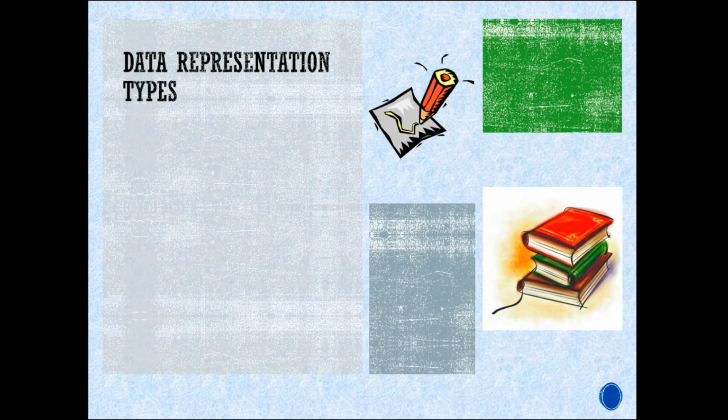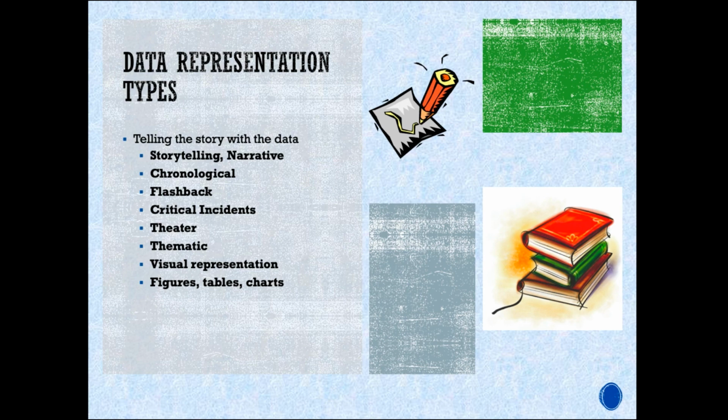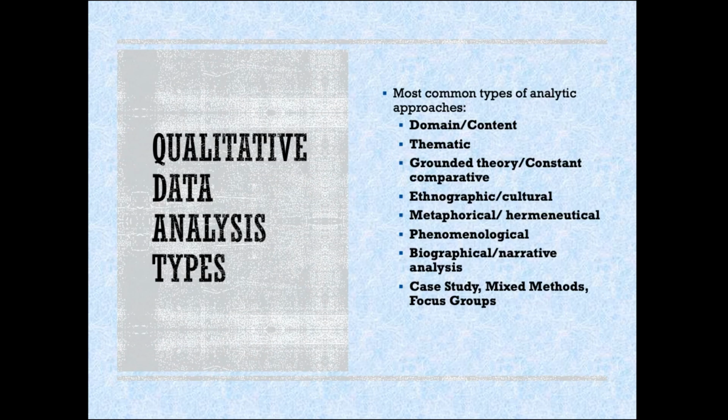So, data representation types. As I say, now talking about the story: storytelling and narrative, chronological, flashback, critical incidents, theater, a thematic or visual representation of figures, tables, and charts. All of this you can use to describe your data. So what are the qualitative data analysis types? We have the most common types of data analysis approaches: domain or content, thematic, grounded theory or constant comparative, and ethnographic or cultural, which we have just now explained.